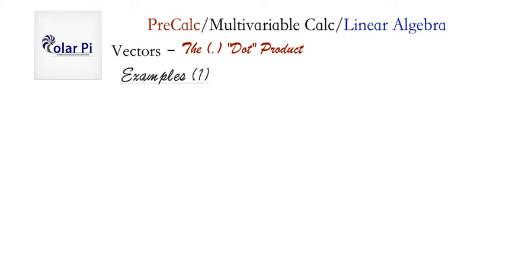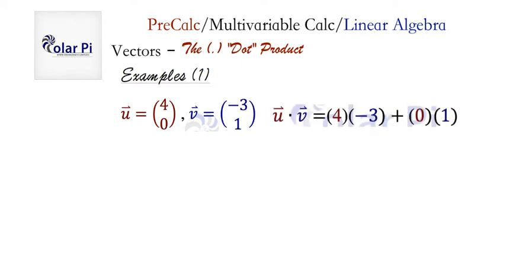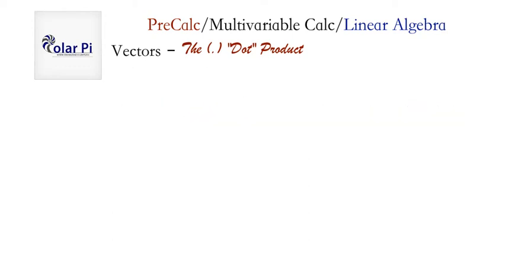First example, let's look at two vectors in 2D. So suppose you have the vector u here and then v there. What's u dot v? Pretty straightforward. 4 times negative 3 plus 0 times 1, and therefore negative 12. If you need to see it, here it is. Okay, cool. And so let's skip on to 3D.